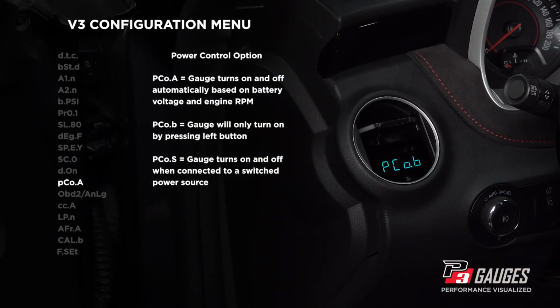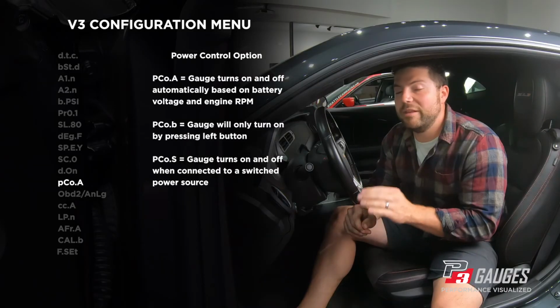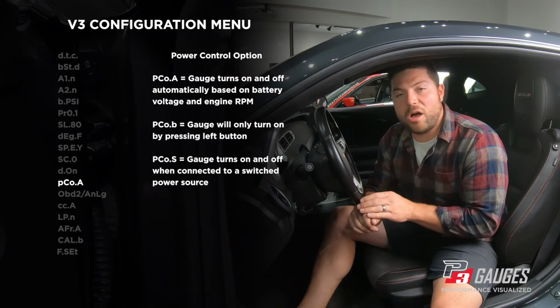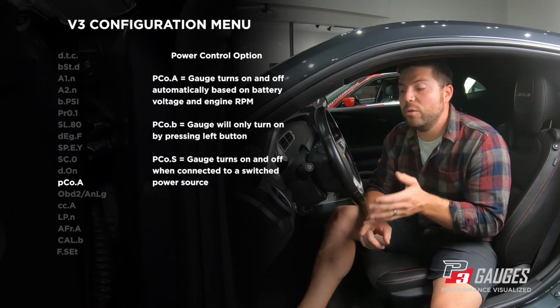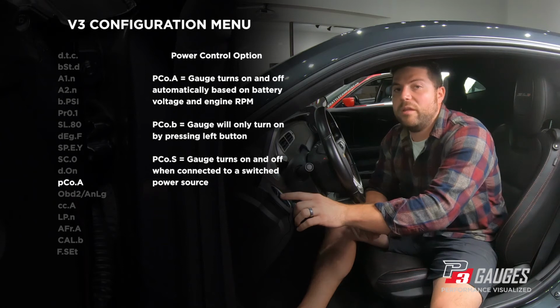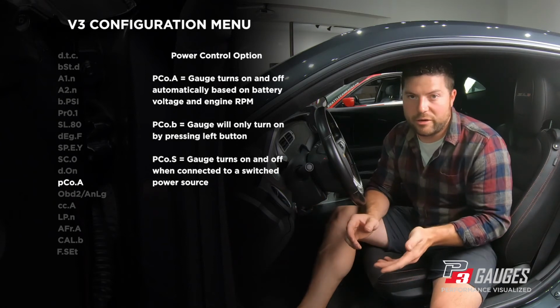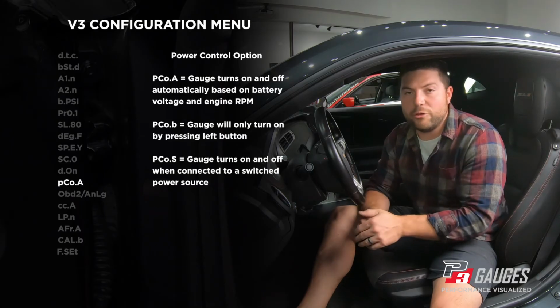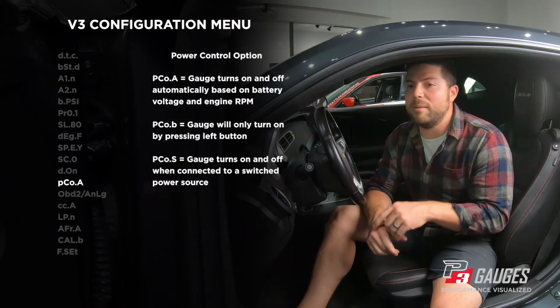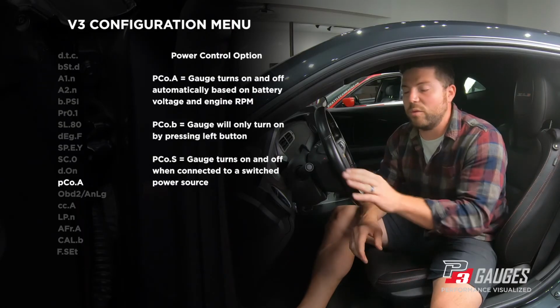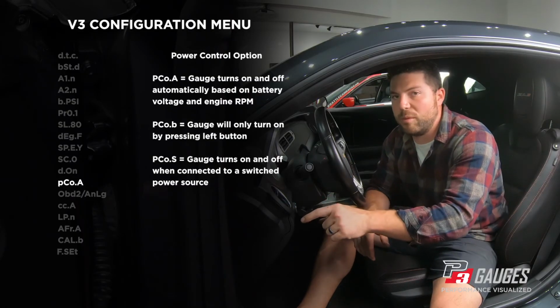This is PCO.B. So this is power control option button press. So in this mode, your gauge will not turn on automatically with RPM input or battery voltage changes. You'll actually have to physically hold the left button down until the gauge turns on, and then it will stay on until you turn your ignition off. So this just allows you to leave the gauge off if you don't want to turn it on. If somebody else is driving your car, maybe your valet parking your car, something like that, this will leave the gauge off until you physically hold a button to turn it on.